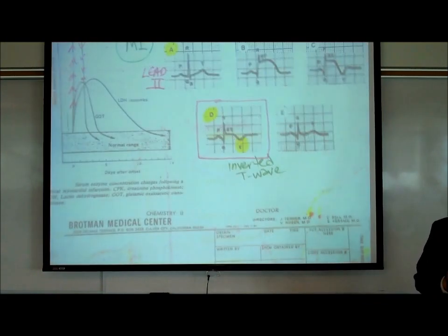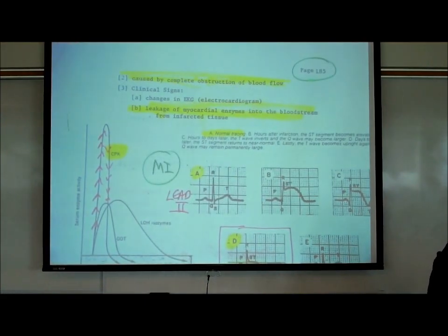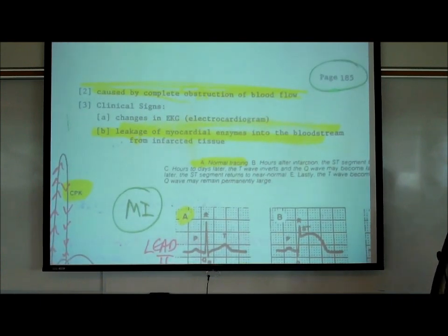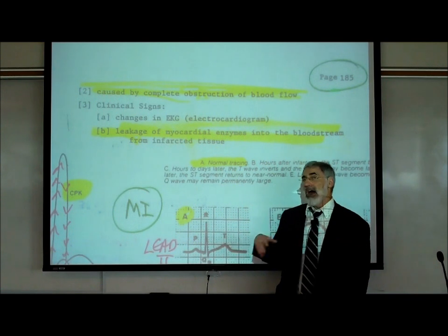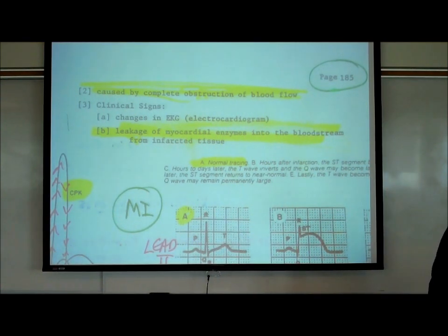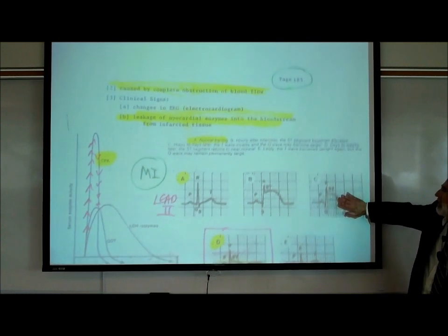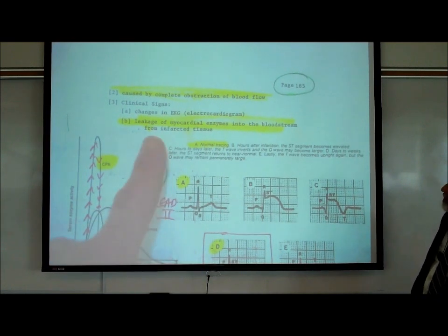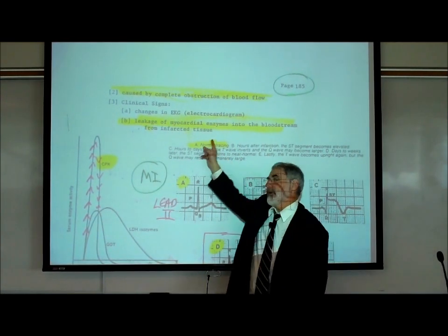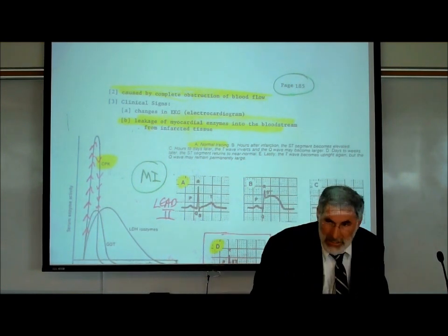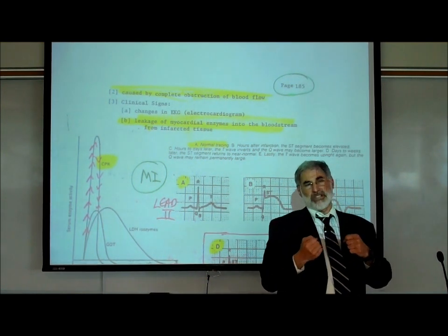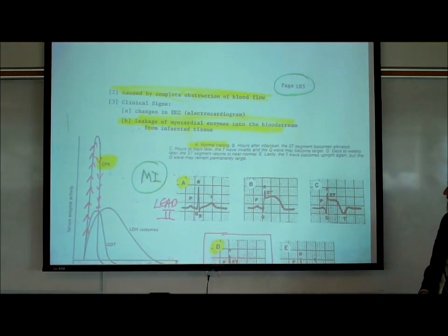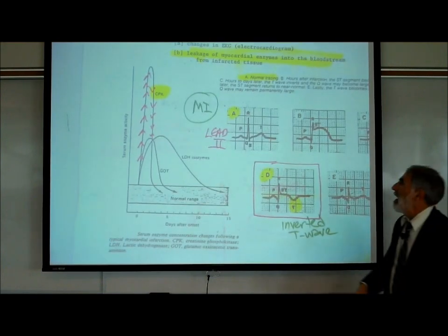On the next page, on 185, we said that the MI, the myocardial infarction or heart attack, is caused by complete obstruction, blockage of blood flow. This results in changes in the electrocardiogram. These are depicted right here, and by next class meeting, we're going to understand how to read that. There's also leakage of myocardial enzymes into the bloodstream. Have we ever learned that when tissues are injured, the injured cells release enzymes into the bloodstream, raising the levels of certain enzymes in the blood? So that's exactly what happens here.